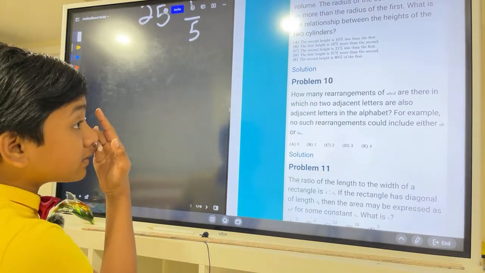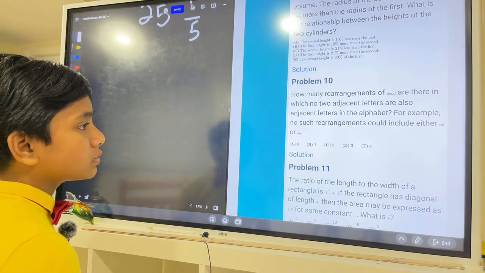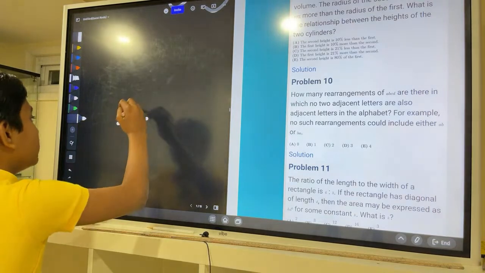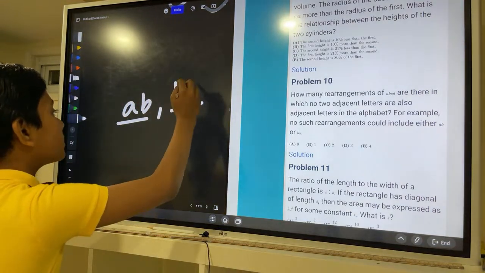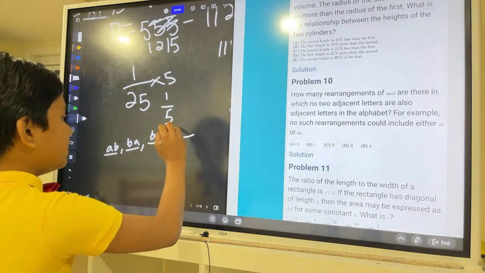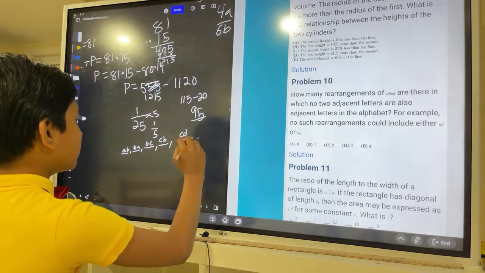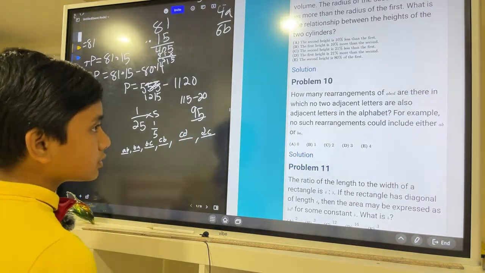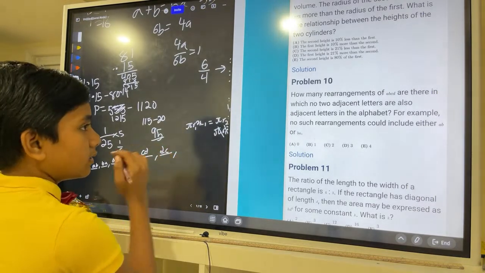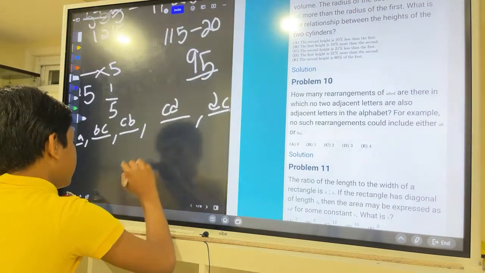How many rearrangements of A, B, C, D are there in which no two adjacent letters are also adjacent in the alphabet? So no such rearrangement could include AB, BA, BC, CB, CD, or DC. With that many restrictions, I'm pretty sure there's only one or two ways to do it. Oh, and DA. Well, no, actually, I think D and A aren't consecutive.